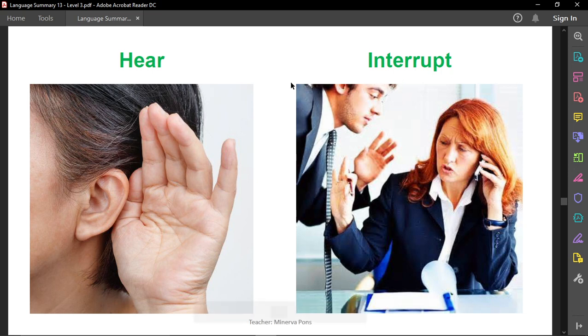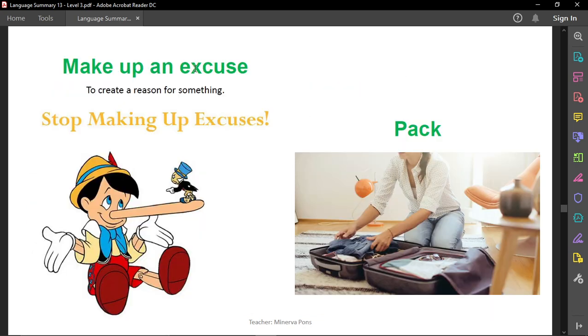To interrupt, it's when someone is doing something and you stop them from doing what they are doing. That's interrupting. Imagine that I'm going to speak and I got interrupted. That is an interruption. Make up an excuse: to create a reason for something. Okay, you remember excuses? Well, a verb is to make up an excuse. It's when you are creating it.